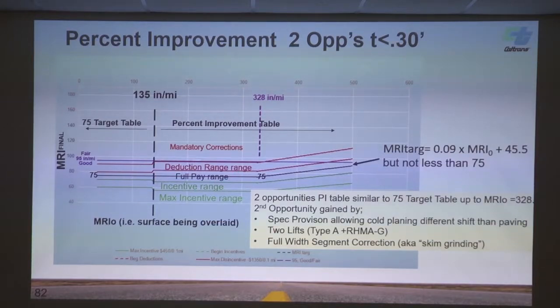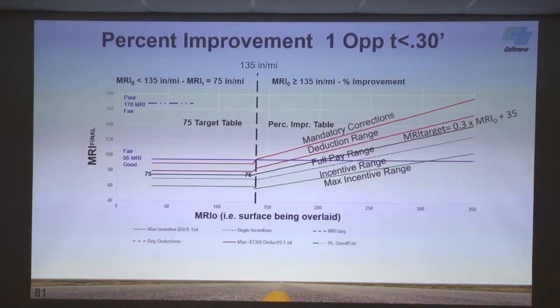So designers are being trained like, if you have an existing surface that's over 135 up to the 300s, having two opportunities, we're going to end up with, by spec, something less than 95. So in most cases, contractors are probably going to be paving into incentives. So one opportunity, I'm going back.